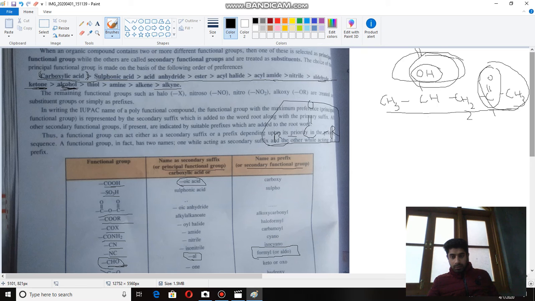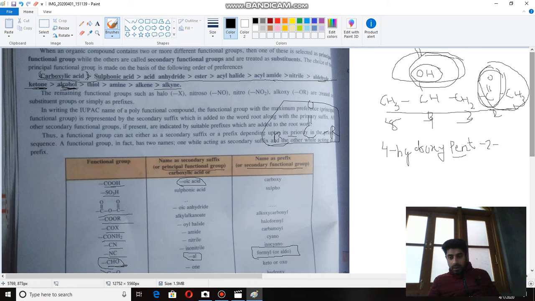So we have to name this first, number it. It's 1, 2, 3, 4. So at 4 we have hydroxy, and yes, it is 1, 2, 3, 4, 5 pent. Sorry, it's 1 here, 2 here, 3 here, 4 here, 5 here. This carbon is also present, that's why I have written here pent. And this ketone is present at second, so we write 2.